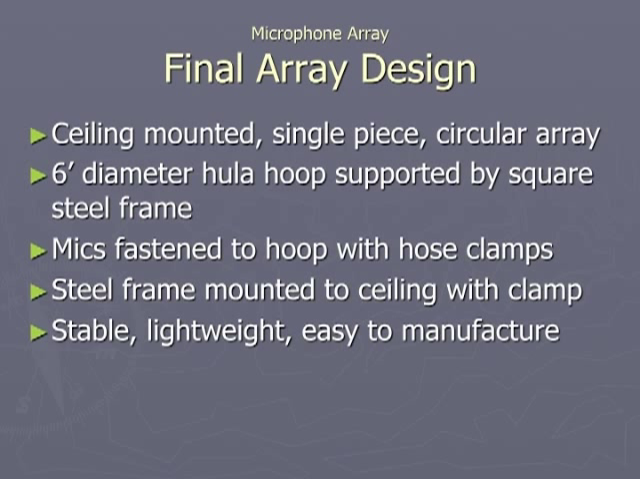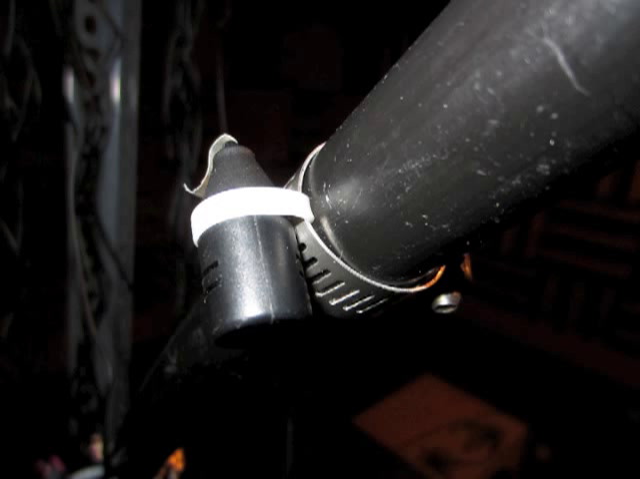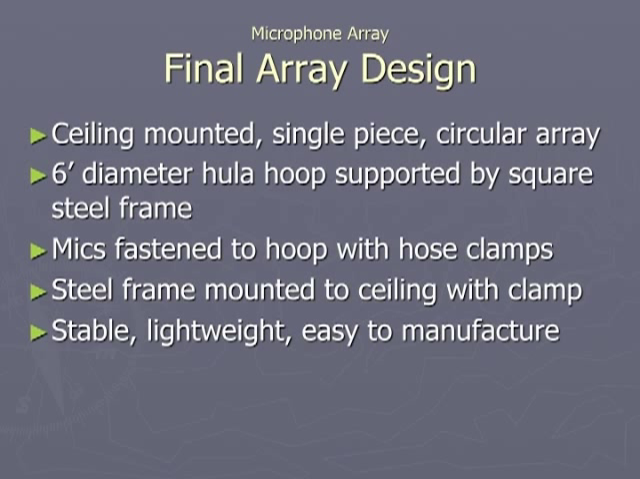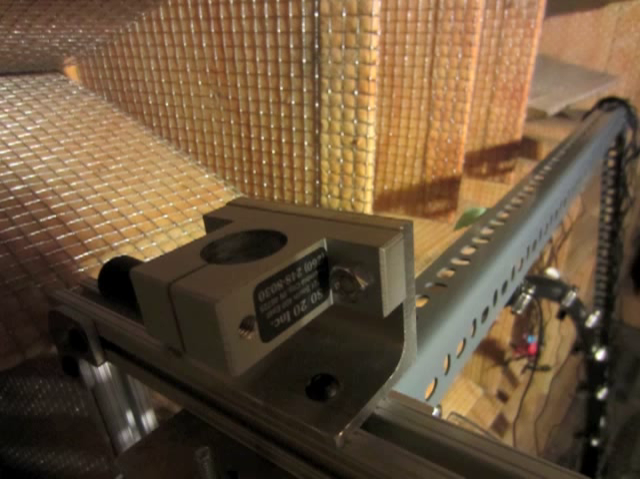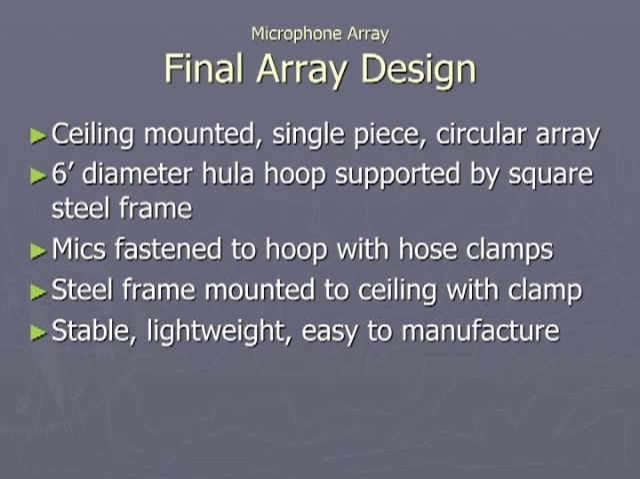The microphones will be fastened to the hoop using interlinked hose clamps and zap straps. The zap straps fit around a groove in the microphone casing, allowing the microphones to be easily snapped in and out. The frame will be mounted to a 1-inch rod in the anechoic chamber ceiling with a small pipe clamp. The pipe clamp is tightened with a small lever, allowing for quick attachment and removal of the frame from the ceiling. This design is stable, lightweight, and easy to manufacture, effectively satisfying our initial design criteria.